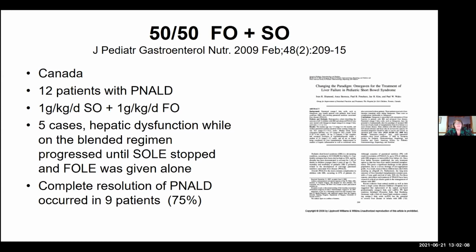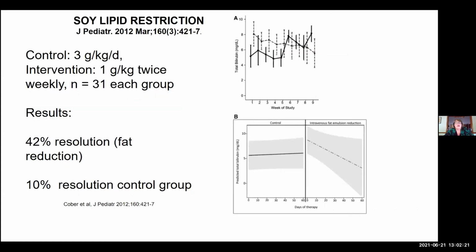And in this case series of 12 patients, no patients died, and resolution happened in a total of 9 patients. So some did get better on the blend, but the remaining patients had to go on to transplant, but there were no deaths. Again, Michigan did another approach with the soy lipid restriction. They restricted down to 1 gram per kilo per day, twice a week. And they also showed clinical improvement in comparison to pure soybean oil at the traditional dosing.